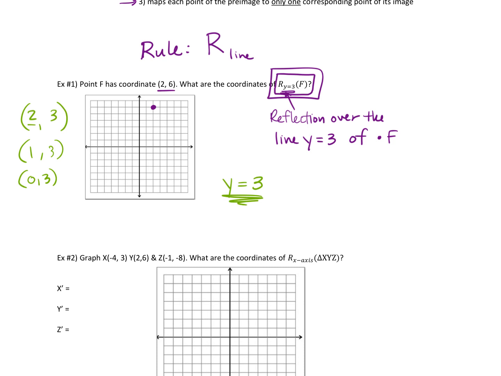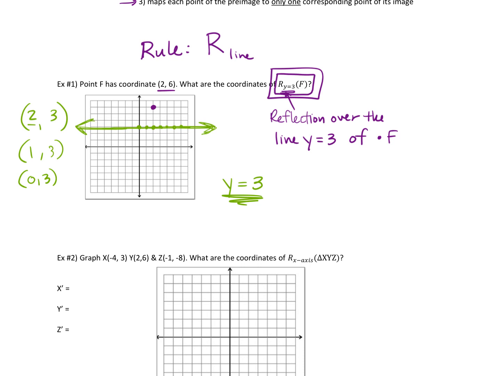So think about where those points are. (2, 3) is here. (1, 3) is here. (0, 3) is here. (3, 3), (4, 3), (5, 3), (6, 3), right? All of those points have a y value of 3. Do you see where the line y equals 3 should be then? It's a horizontal line. It's this line. Okay, that's where y is always 3.